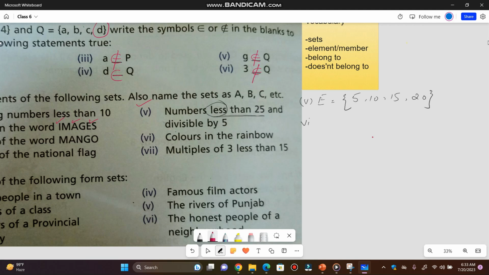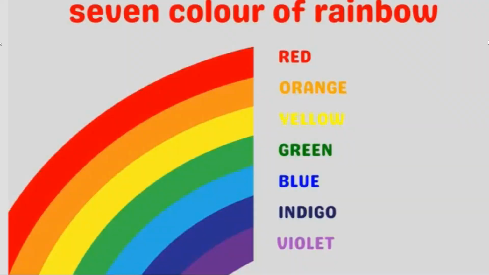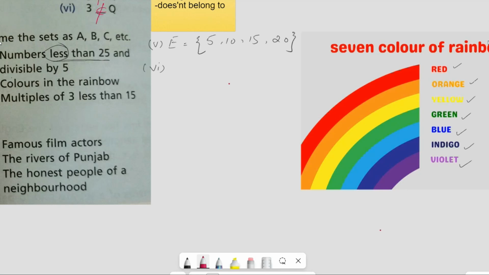Fine. Now the sixth part says colors in the rainbow. How many colors are in the rainbow? So let's check out. This is a rainbow. There are 7 colors of the rainbow. First one red, orange, yellow, green, blue, indigo and violet. So let's list it down as F, that is red, orange, yellow, green, blue, indigo and violet.